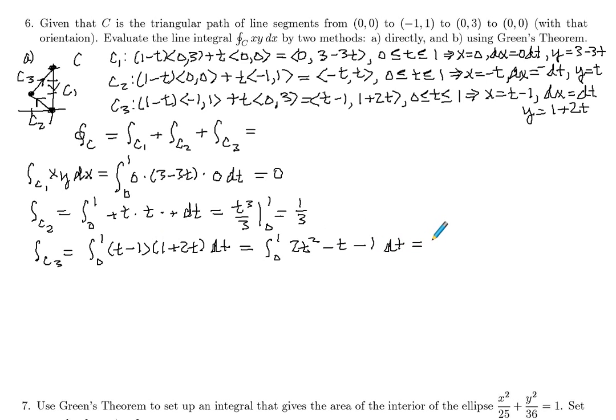And this is just power rule. So this is going to be 2t cubed over 3. And then the antiderivative of t is 1/2 t squared. And the antiderivative of 1 is t. And we are integrating from 0 to 1. Plugging in 0, we get 0, so that's not adding anything. Plug in the 1 here. We are going to get 2/3 minus 1/2 minus 1. And if you do the calculator work there, you get negative 5/6.